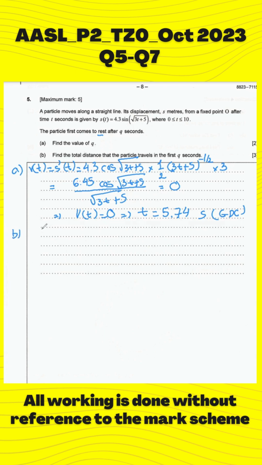Okay, B, the total distance travelled. We have the formula. It will be the integration from 0 to 5.74 of the absolute value of the velocity. So just put everything in the calculator, and we will have 7.68 meters. GDC.